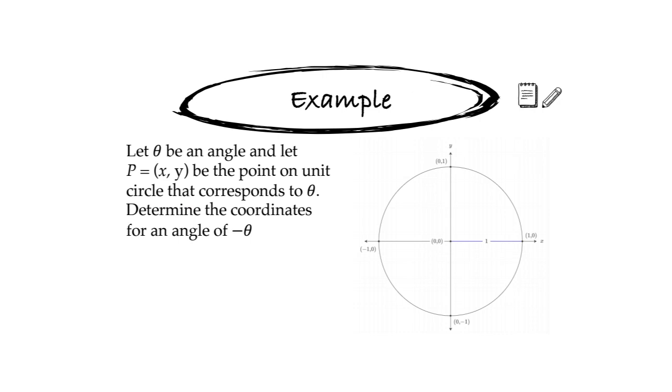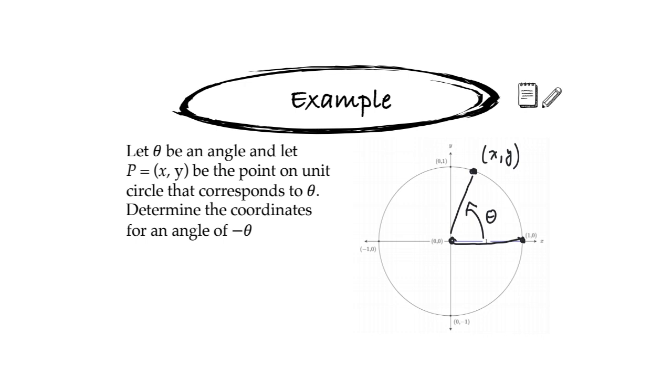Imagine theta were an angle on the unit circle. P is a point, and it corresponds to theta. The question is, what are the coordinates for an angle of negative theta? So maybe my angle theta might look something like this, and it terminates at the point x comma y.